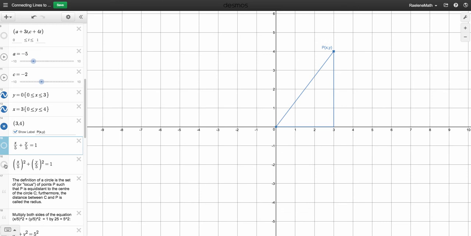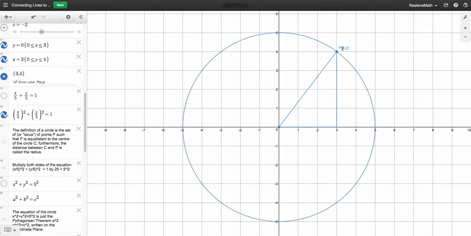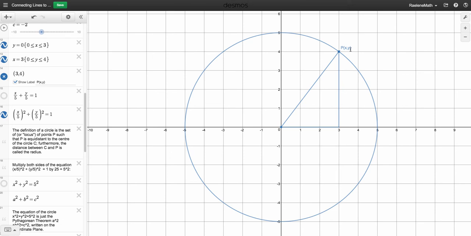So instead we come up with something like this. What we see here is we have our point P that is one point on a circle, and we know that the definition of a circle is the set, or the locus, of points P such that P is equidistant to the center of the circle, and the center is called C. Furthermore, of course there's an infinite number of points P on the circle, and we see that point P is designated by some variables x and y. Those are the coordinates that can change, whereas the center is at 0, 0, which is fixed. We know that the distance between C and P is called the radius, and that radius is a constant distance.